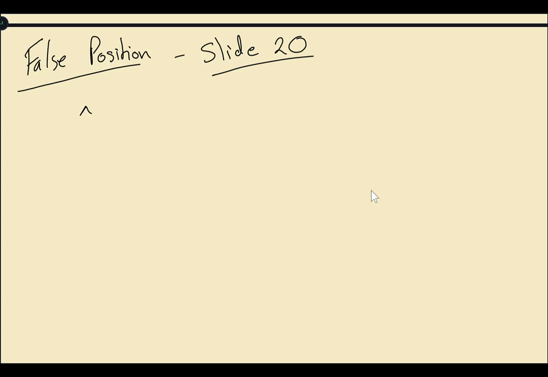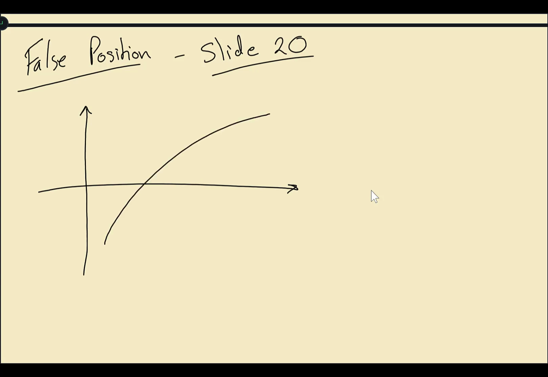So let's imagine we have, again, some type of plot here, and we have this kind of curved line. Let's say that this point here is my x upper, and this point here is my x lower. So this would be my f of xu, and this would be my f of xl. Between these two points, I'm going to draw a straight line. And where it crosses the x-axis would be my estimated root. So this is going to be xr.